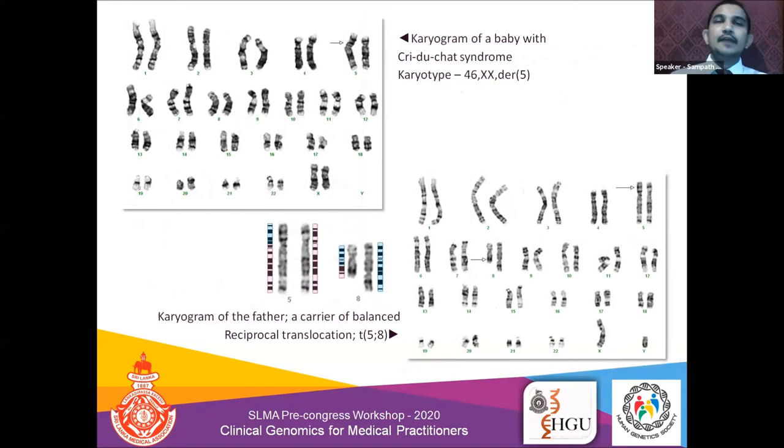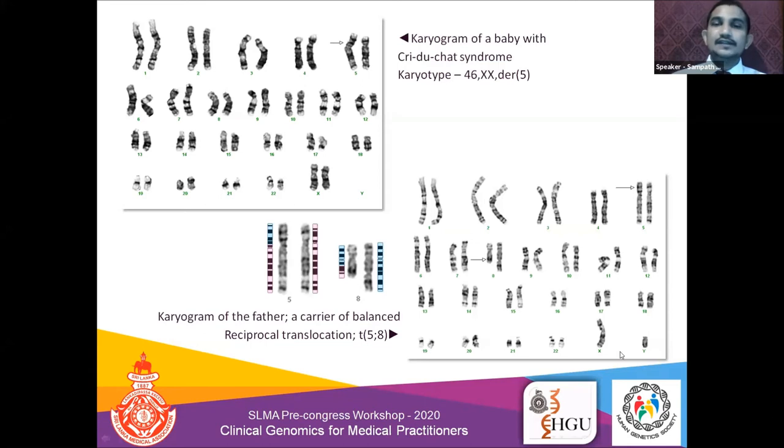To give you another example from our clinic, here you see a karyogram of a child presented with Cri-du-chat syndrome. And we know it is caused by a terminal deletion of the short arm of chromosome 5. There is a characteristic set of clinical features that allows you to diagnose this syndrome clinically. However, we need to know that about 5 to 10%, or sometimes even more, of the cases is due to a chromosomal translocation, which can be inherited from the parents.